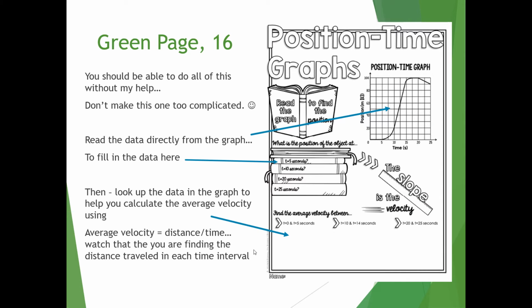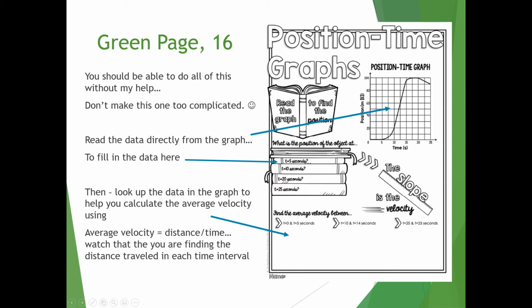Okay. So we're going to start on green page 16. We're going to talk about position time graphs. This is a doodle note sheet. There's everything on here you should be able to do without my help. I'm going to give you some instructions, and I'm going to ask you to pause the video and actually fill in the numbers, do the number crunching on your own, and then I'll go over the answers. But I think it's very helpful to just remind yourself you know how to read graphs and get all this information. So the first thing here says, read the graph to find the position.